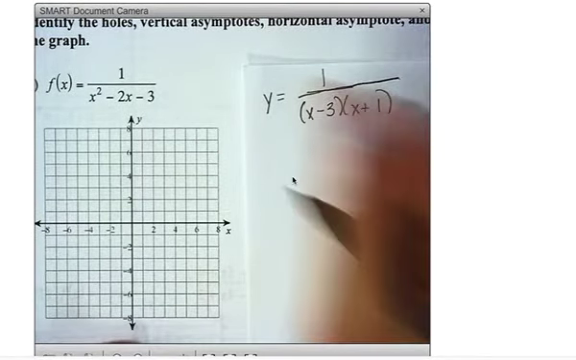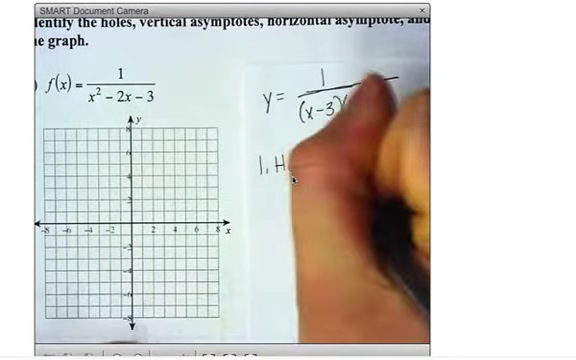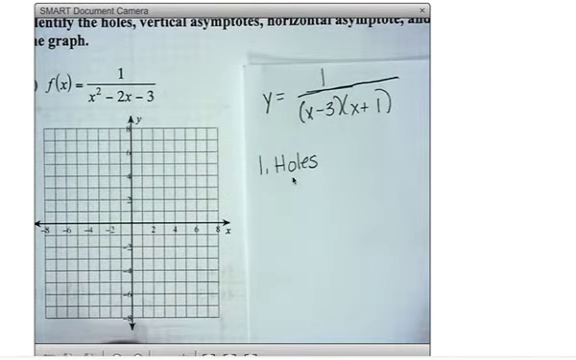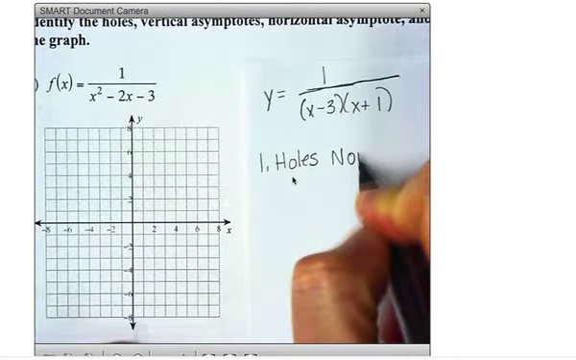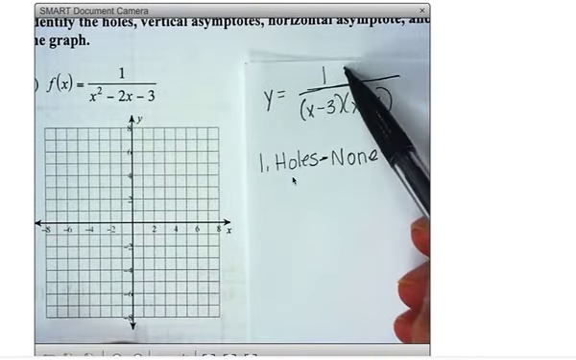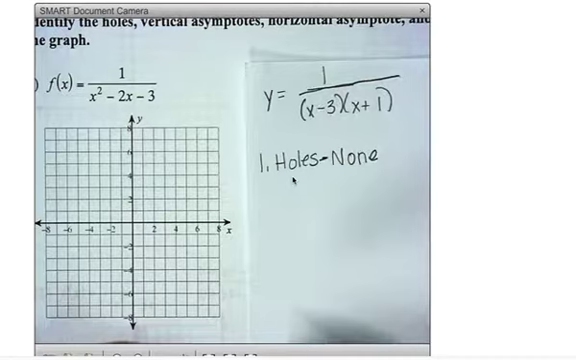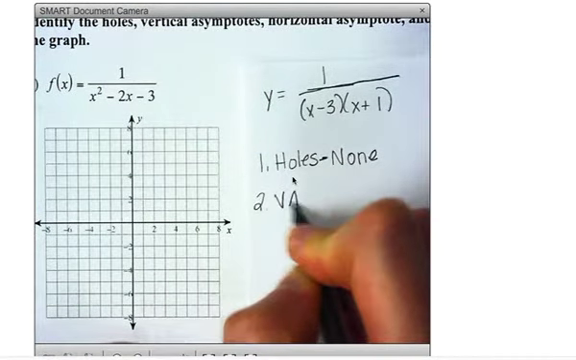Okay, next thing. Holes. Are there any holes? No. Why? Nothing crosses out. So if I could cross something out here, there would be a hole, but I can't. So there are none. All right, vertical asymptotes.